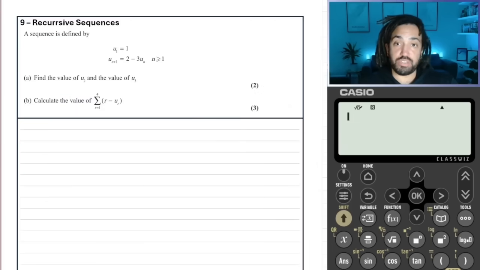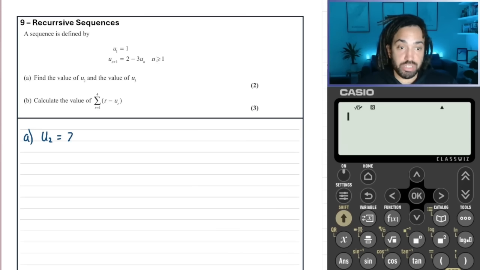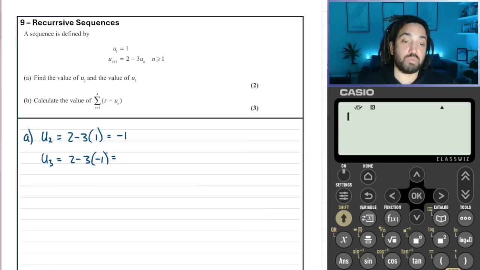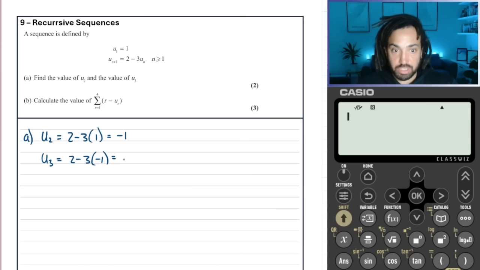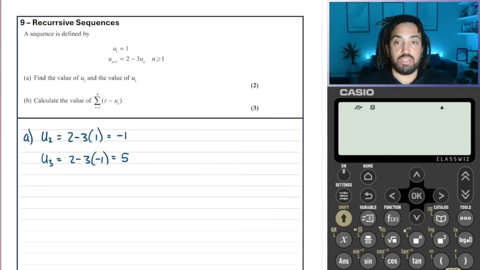Perfect. Okay, we've got a recursive sequence, and we are going to start off part A by finding U2. Okay, so U1 is 1. We're going to substitute that into the sequence, which tells us the next term along in the sequence. So it's going to be 2 minus 3 lots of the previous term, which we said was 1. So 2 minus 3 gives us minus 1. Okay, U3 is going to be 2 minus 3 times by the previous term, which in this case is minus 1. So 2 and then minus 3 times minus 1 is 3. So it's 2 plus 3 is 5. Okay, great. There we go.